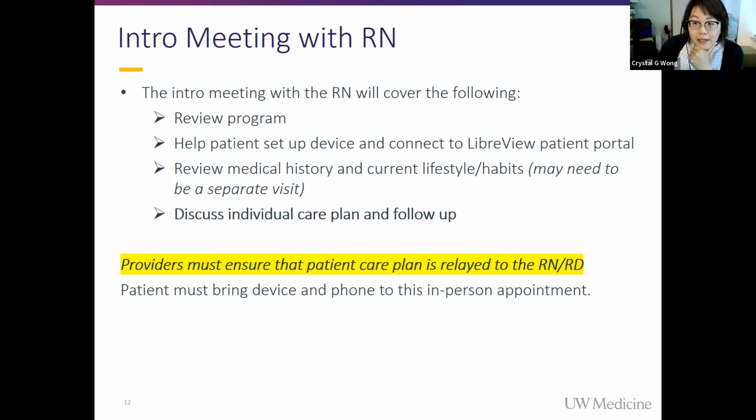And then again, let me just highlight again, these bolds are coming from Allison Everett in the diabetes team. She says, please make sure the patient care plan is relayed to your RNRD, because they're going to be reiterating that with the patient on your behalf.